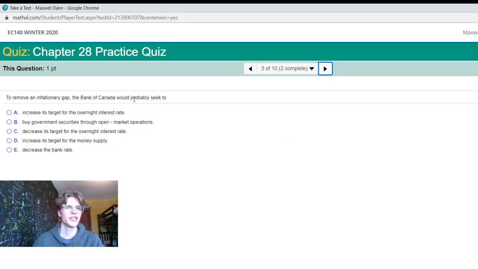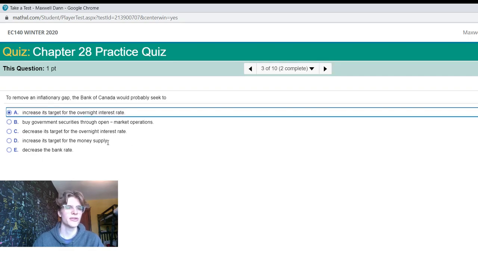To remove an inflationary gap, the Bank of Canada would probably seek to... So an inflationary gap, how would they remove that? They could increase their target for the overnight interest rate, because that would move AD back down.